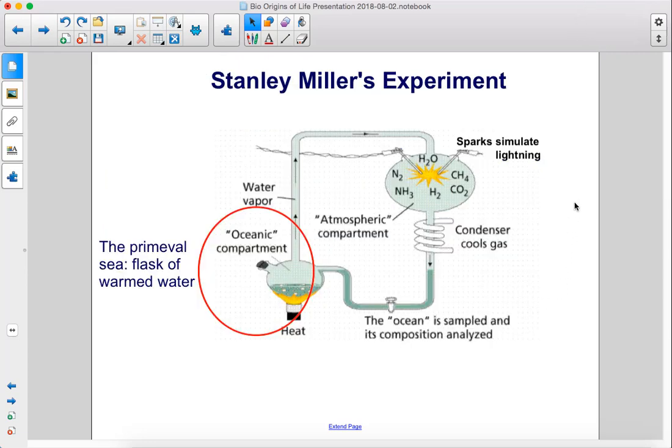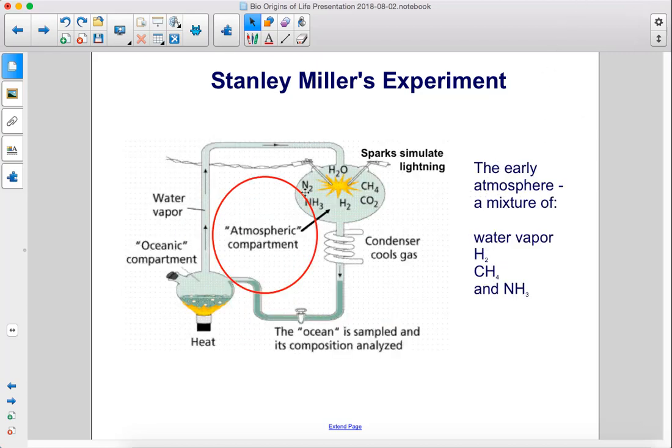Here's an illustration of Stanley Miller's experiment. Here we have the primeval sea, a flask of warmed water. Here we have the atmospheric compartment. The early atmosphere is a mixture of water vapor, H2, CH4, and NH3.